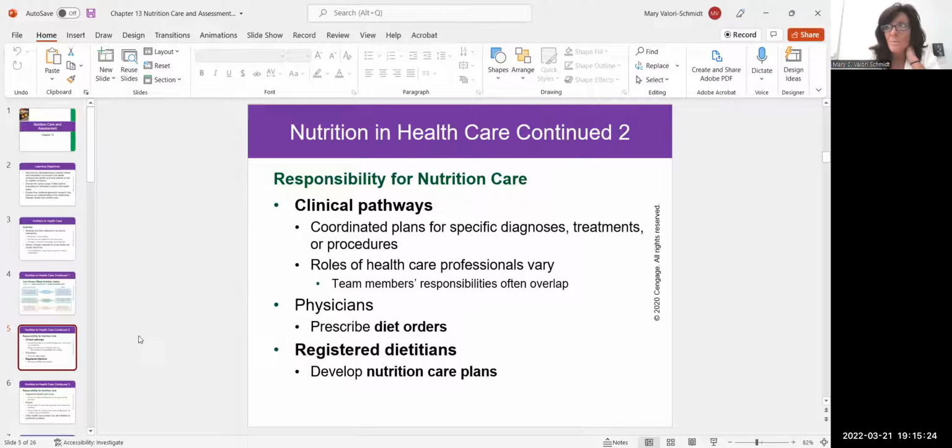And so whose responsibility is it for nutritional care? It's not just dietitians, it's nurses, it's physicians. Physicians are the ones that actually prescribe the dietary orders for the patients. So you can't administer any type of food to a patient until you have an order from the physician. And then there's something called clinical pathways. In nursing, we also call them care plans, if you guys have ever heard of those. Basically, it's a coordinated interdisciplinary plan for specific diagnoses, treatments, and procedures, and what are the interventions that we can provide to help patients attain the goals that we're trying to set for them for wellness.